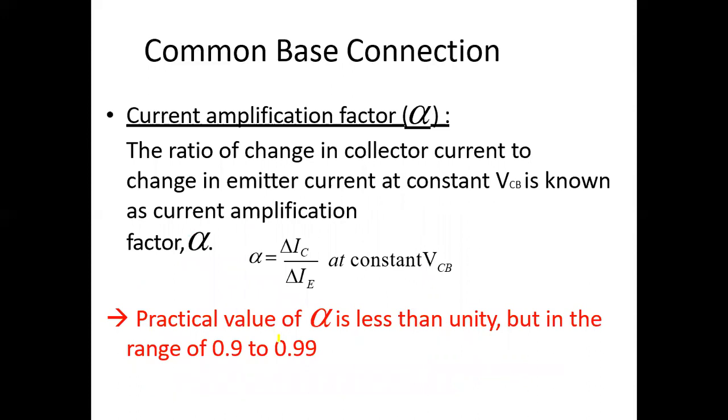For the common base connection, we have the current amplification factor denoted by alpha. We can write it as the ratio of the change of the collector current to the change of the emitter current, at constant collector base voltage. In common base connection it is known as the amplification factor, and the value of alpha is less than unity, in the range of 0.9 to 0.99.